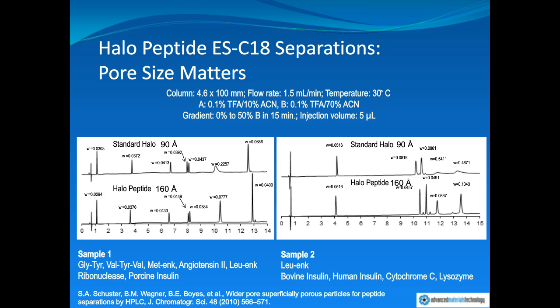When we began to look at larger polypeptides like insulin, ribonuclease, small protein, we see that 160 angstrom or above is required for pore size in order to get good quality separations, that is, minimization of the peak widths for those specific molecules, and maintenance of high quality separations. And you can see that by comparing the peak widths of the later eluting peaks, ribonuclease and insulin, cytochrome C and lysozyme, comparing a 90 angstrom pore size material to 160 angstrom pore size material.